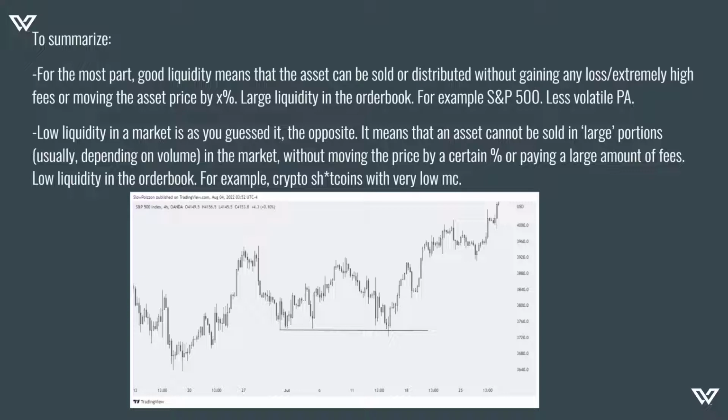Low liquidity in a market is, as you guessed, the opposite. It means that an asset cannot be sold in large portions, depending on the volume itself in the market, without moving the price by a certain percentage or paying a large amount of fees. Low liquidity in the order book is crypto shitcoins with low market cap. So I would recommend going back and reading this section, completely understanding what liquidity is and what market you are trading. Knowing what market you are trading is very important because it also depends on the size you can trade for that specific asset.